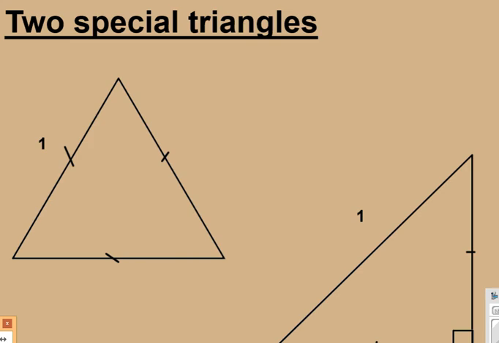Well, you may remember before the mock exams we were looking at these special triangles. The first one was equilateral with a side of 1 unit, and the second one was isosceles right-angled with a hypotenuse of 1 unit.